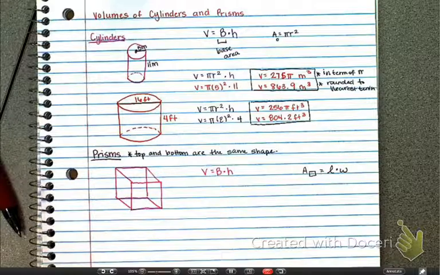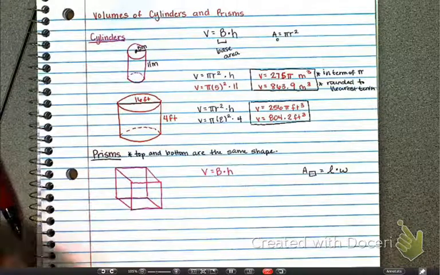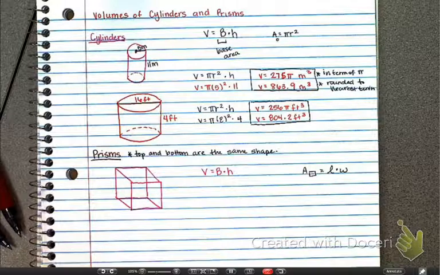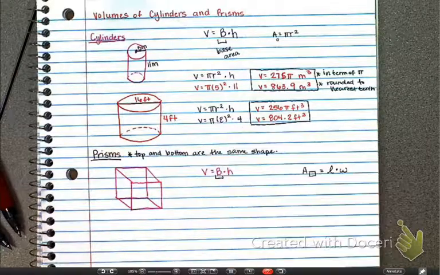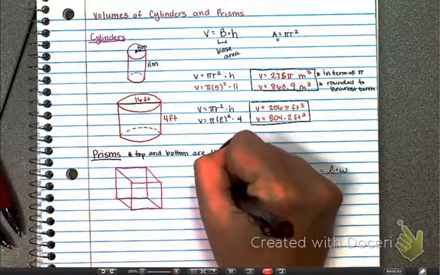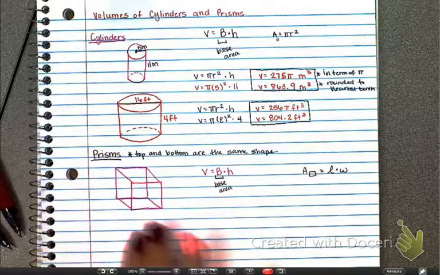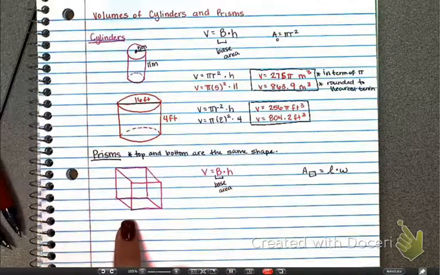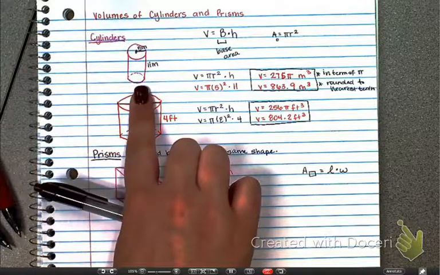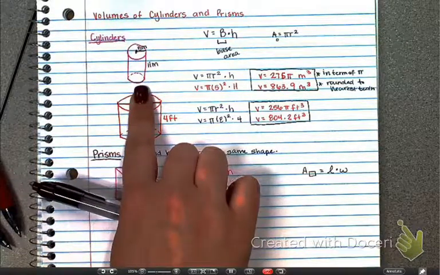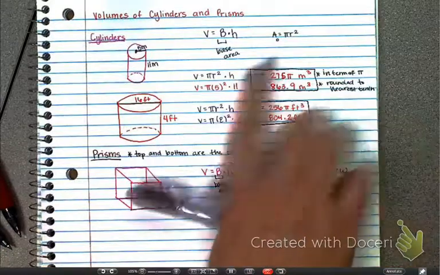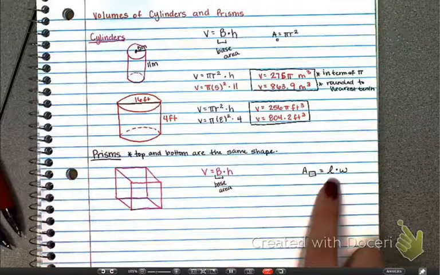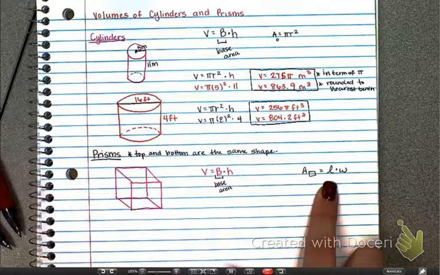What do you notice about cylinders and prisms? Same general formula. The difference, now pay attention, between cylinders and prisms is going to be my base area. It's still the area of the base. So in this case, it's either a rectangle or a square. Where up here, what was the base? A circle. So we replace the B with my circle formula. Here, we're replacing the B with my area formula for a rectangle or a square.